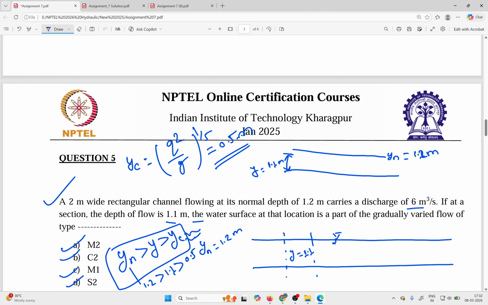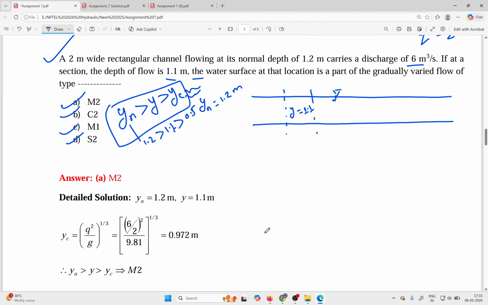How will we calculate yc? The discharge value is given, b is given. So what will be q? q is nothing but 6 by 2, which is 3 meter square per second. So you can put 3 squared by 9.81, to the power 1 by 3, remember please, power 1 by 3. After the calculation, I'm not going to calculate here, you will get 0.972 as your yc value.